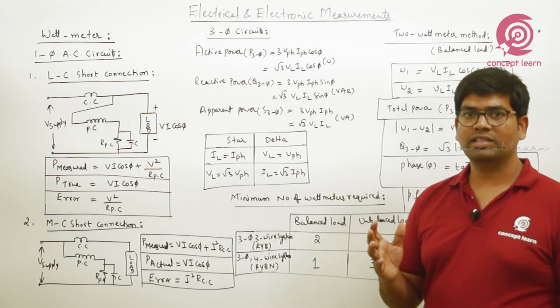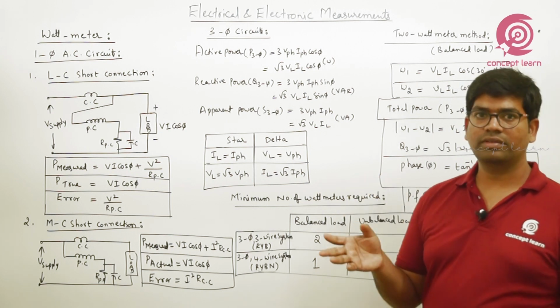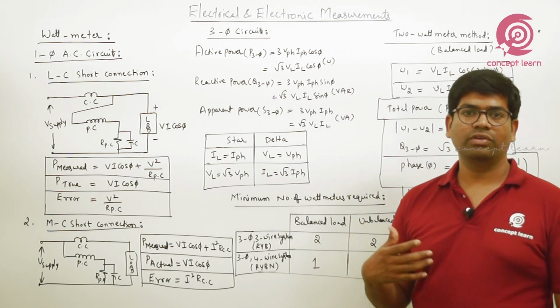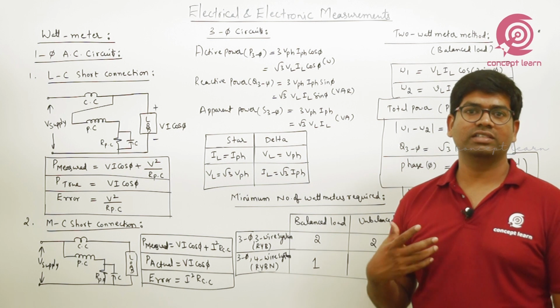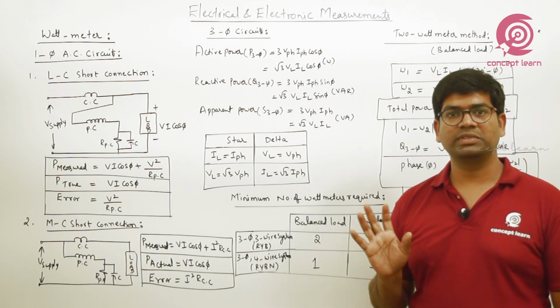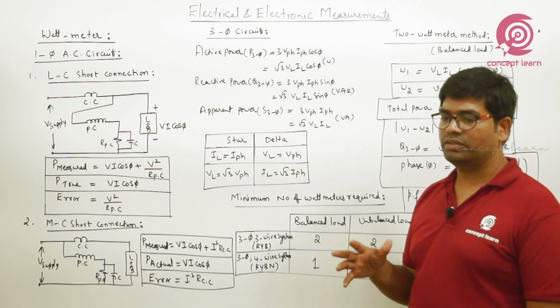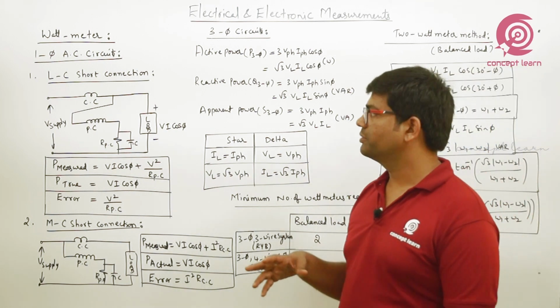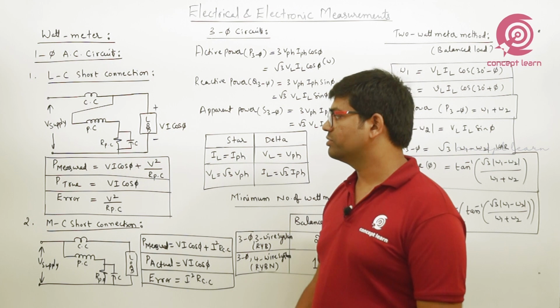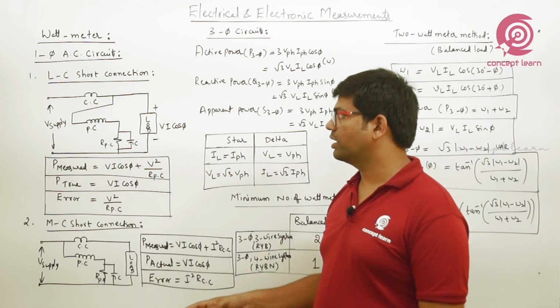Another possibility is a three phase circuit, and usually if you look into that, the probable question is mainly from the two wattmeter method only. Now, in single phase circuits, we can have two possibilities: LC short connection as well as MC short connection.